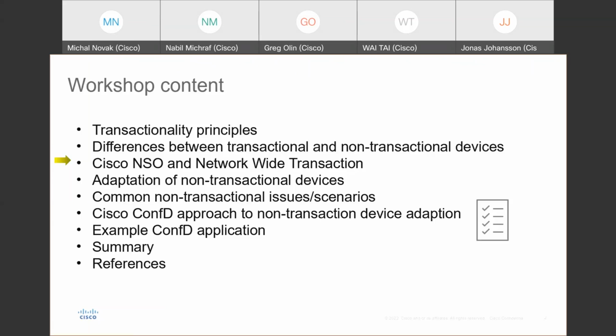We discuss how non-transactional devices can be adapted to be transactional and what the options are to make them transactional. We summarize common transactionality issues that should be considered from the point of view of the northbound interface, adaptation layer, and device itself. After that, we'll show how a non-transactional device can be converted into a transactional one with the help of Cisco ConfD, configuration management agent.